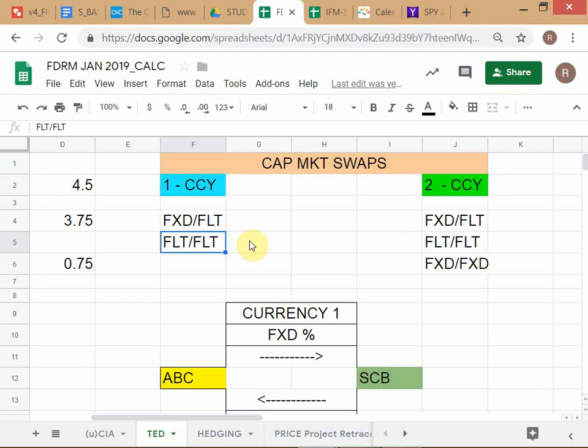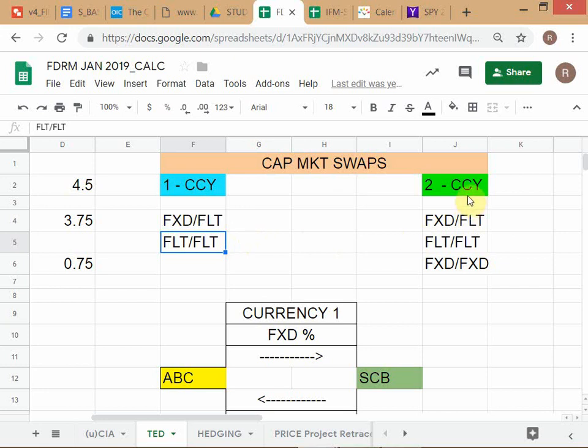Is this clear? The point to understand is that LIBOR is not the only floating rate. You can have other kinds of floating rates. Let's broadly get an overview. Within the one currency category, you can have two types of swaps: one leg floating and one leg fixed, or both legs floating. Is it clear? We'll see the example. I'm just first giving you a broad overview.